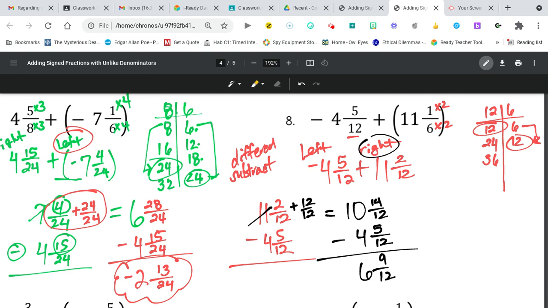And it's more to the right. I have more positives than negatives. So my answer is positive 6 and 9/12. Now you could simplify that if you want to 6 and 3/4. But it's fine if you leave it like that.